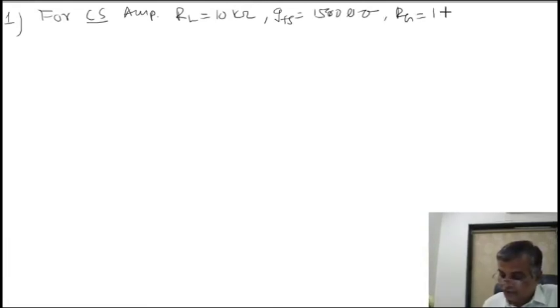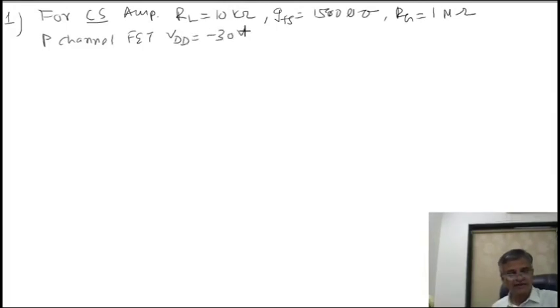RG is 1 mega ohm. This common source amplifier uses a P channel FET. For a P channel FET, they are giving the voltage as minus 30 volt. RS they have kept 5.1 kilo ohm. For the P channel common source field effect transistor amplifier, RL is 10 kilo ohm.